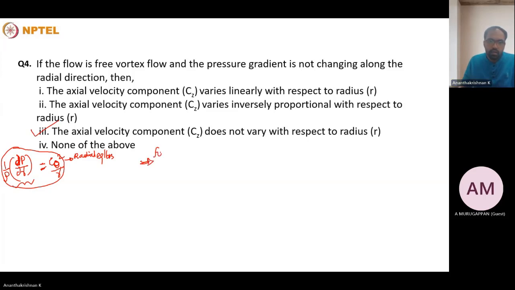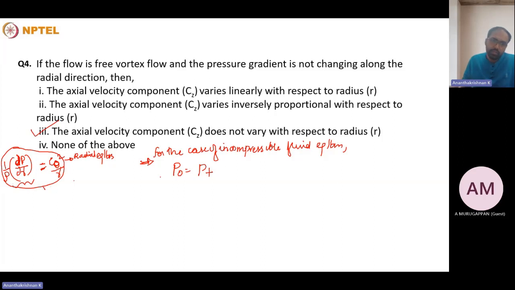For the case of incompressible fluids like water, we will get a modified equation based on the stagnation pressures. So we can write a stagnation pressure P0 is equal to the static pressure P, this is the static pressure term, plus the dynamic pressure terms. We can modify this equation for the radial equilibrium based on the stagnation pressure. That stagnation pressure component will have the other velocity terms also, not just the tangential velocity component.